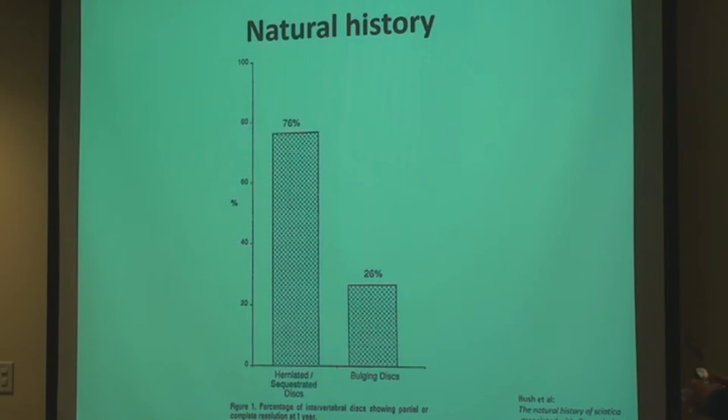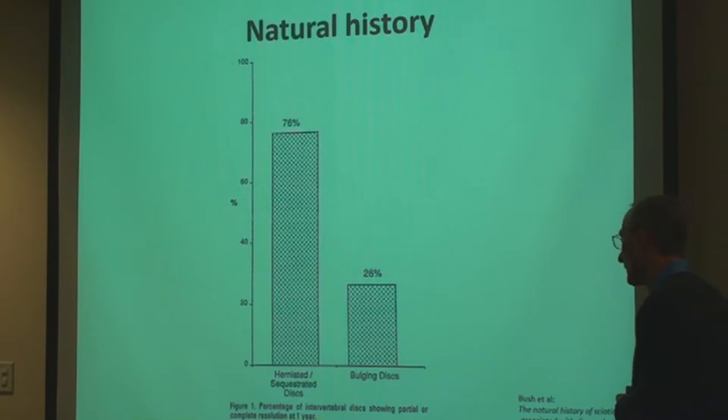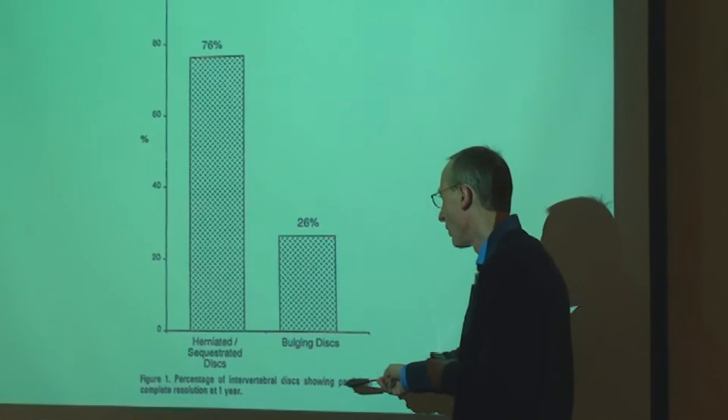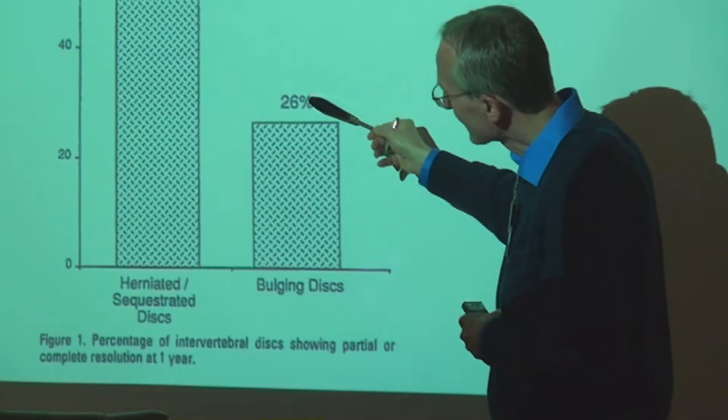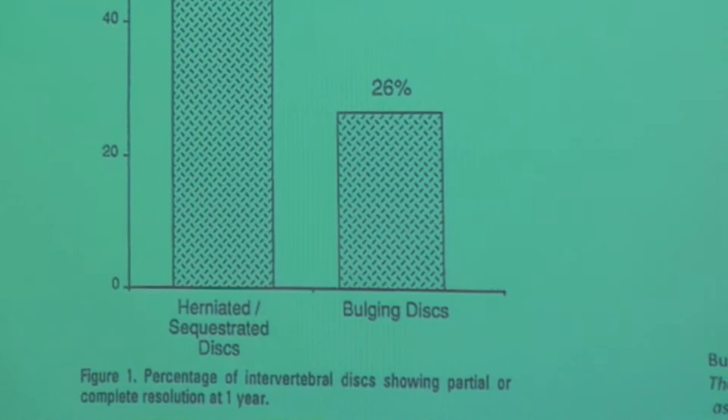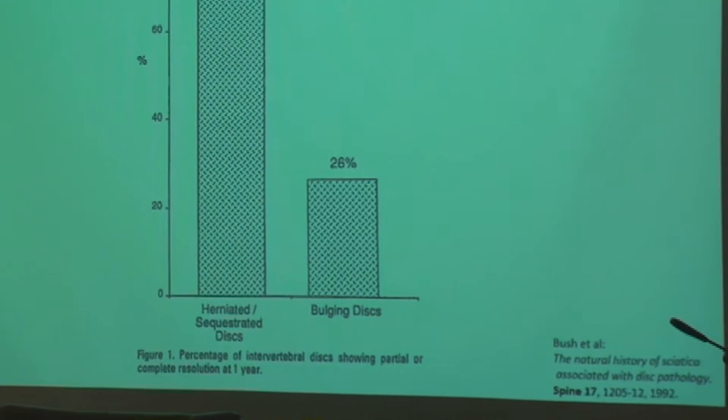And here, we are back to the same question. What if we do nothing? What is the natural history of lumbar disc herniation? And we see in this publication by Bosch from 1992, the percentage of intervertebral discs showing partial or complete resolution at 1 year was 76% in the herniated and less in the bulging, which makes, again, physiological sense, because the sequestration and fragment herniation cause much more reactive inflammation, so stronger mechanisms of resorption.